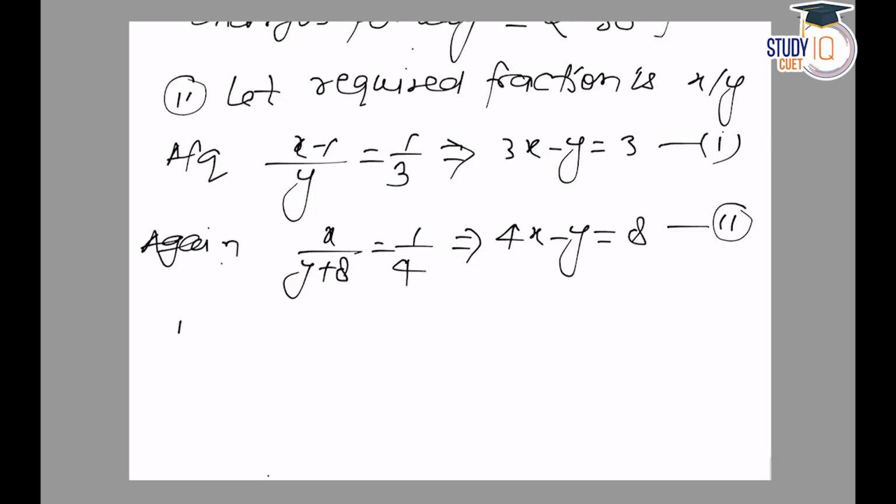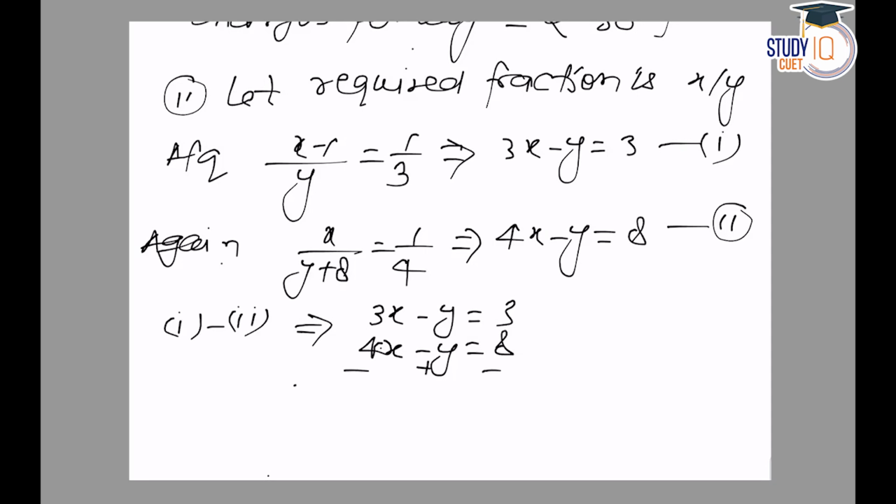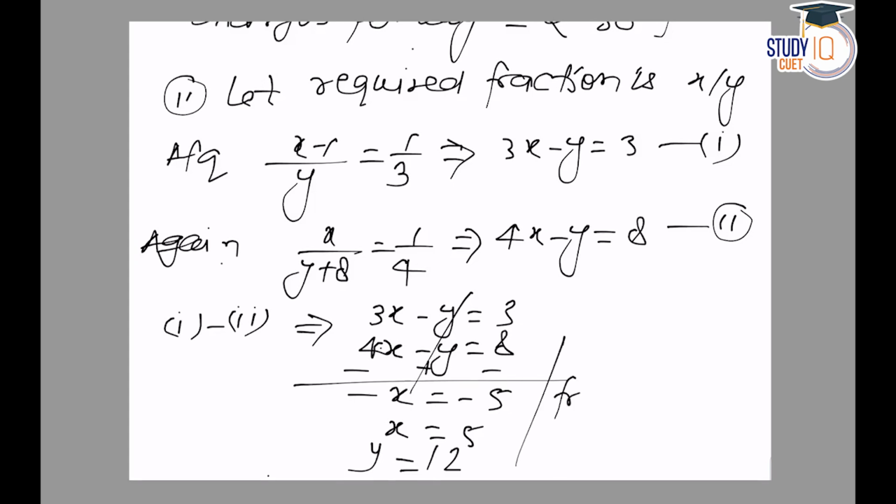Now from 2 minus 1, 3X minus Y equals 3 and 4X minus Y equals 8. Minus Y cancelled out. Then X equals 5. Then put the value of X in any one equation. We will get Y as 12. So the required fraction is X by Y, that is 5 by 12. That is the answer.